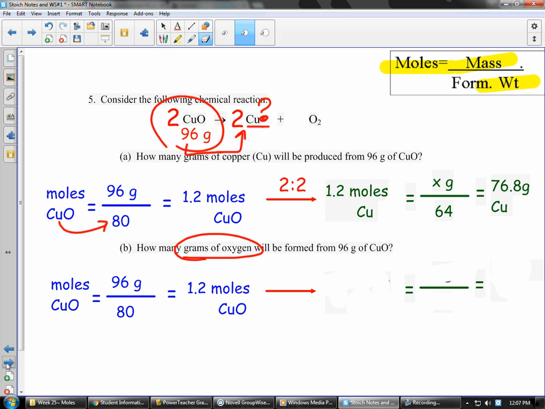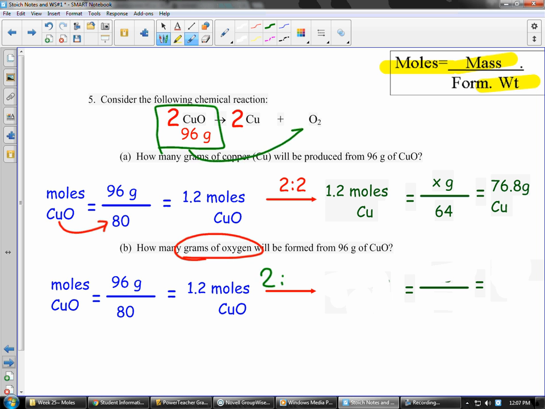Let's get rid of some of this clutter up here, and we're going to say my coefficient ratio, we're going from 2 on this side to 1 on that side. So I'm going to end up dividing that in half, which gives me 0.6 moles of O2. Now I'm going to do moles equal mass over formula weight.